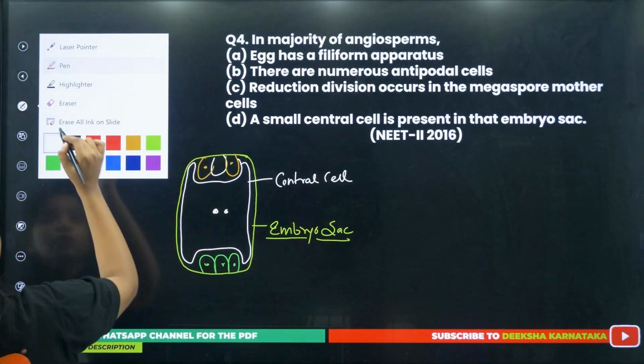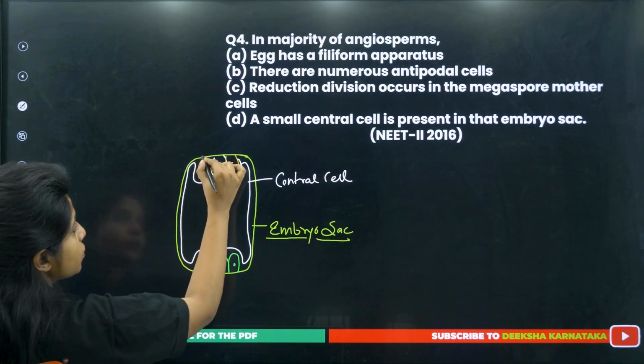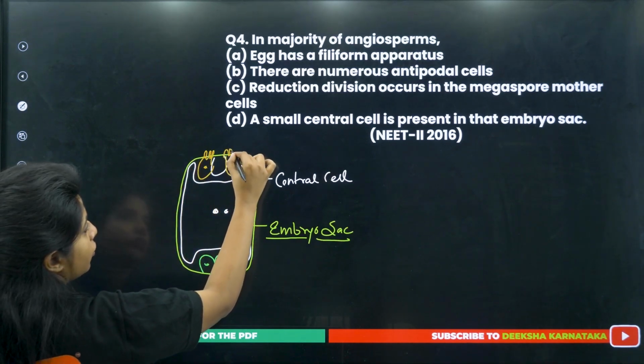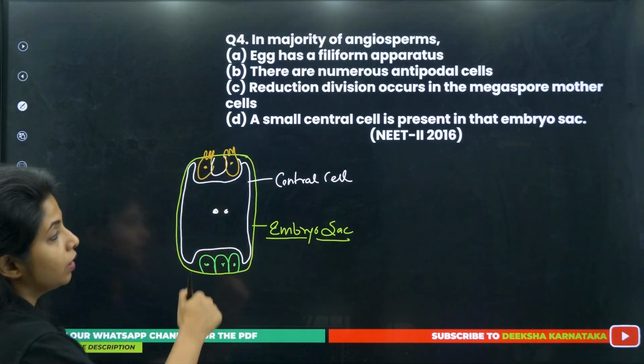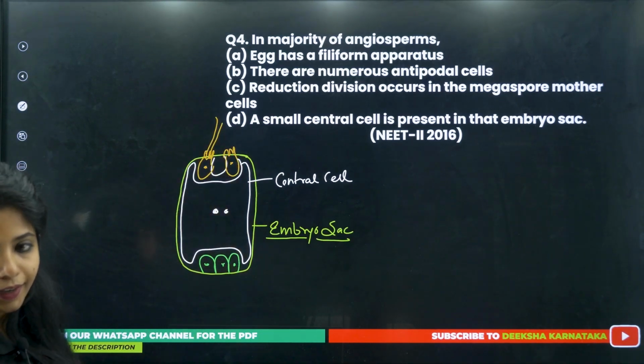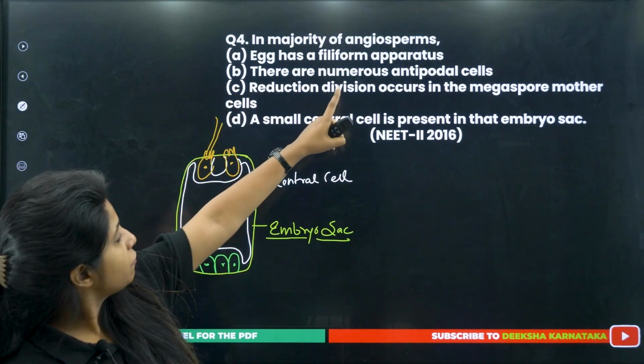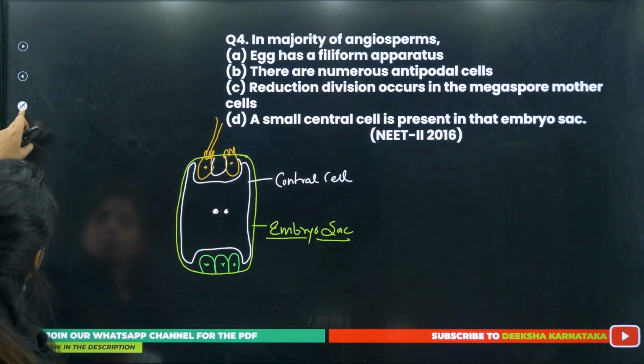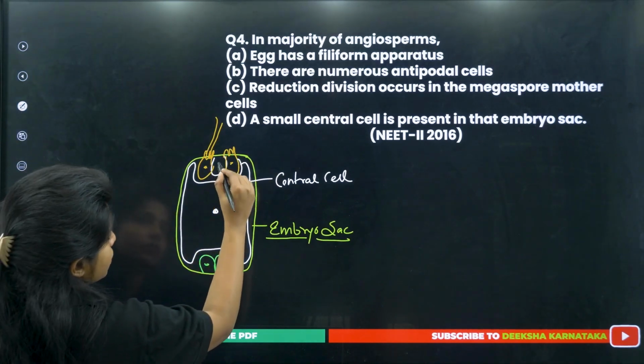Now there is something known as the filiform apparatus, which arises from the synergids. This filiform apparatus helps to guide the pollen tube to come over here and give out its male gametes. Okay, now the egg has a filiform apparatus. The first option is wrong, because the egg is this, that is the female gamete.